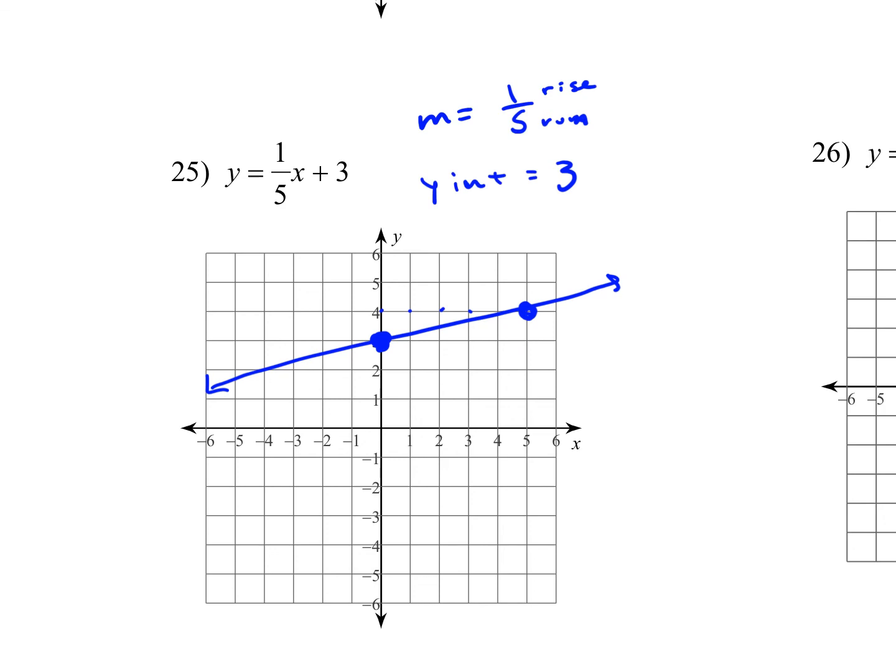Remember, rise over run. So go up 1 over 5. My slope is increasing because it's a positive 1 over 5. So if I was a person walking left to right, just like how you read left to right, I'd be walking uphill. Positive slope.